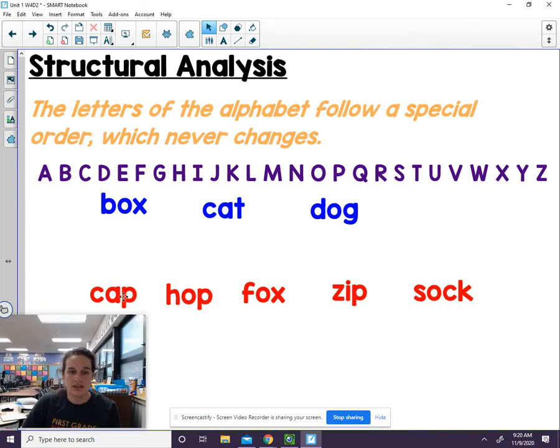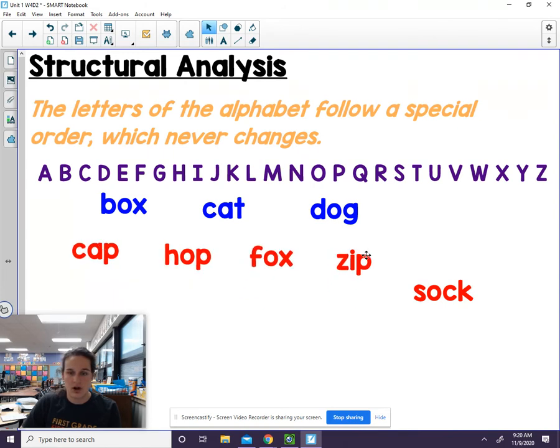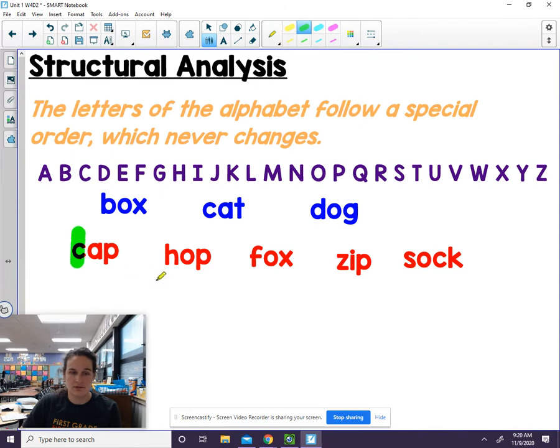Now we're going to take a look at these words down here. Our first job is to look at each of the first letters and identify what the first letter is in each word. So this is cap, C is the first letter. Hop, H is the first letter. Fox, F is the first letter. Zip, Z is the first letter. And sock, S is the first letter.